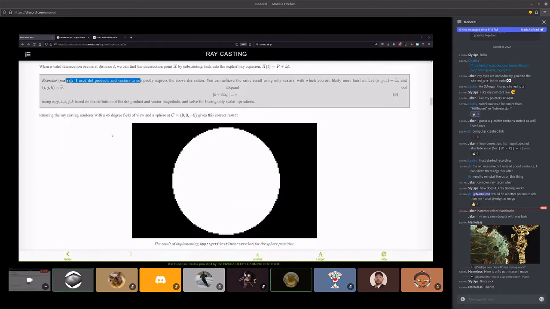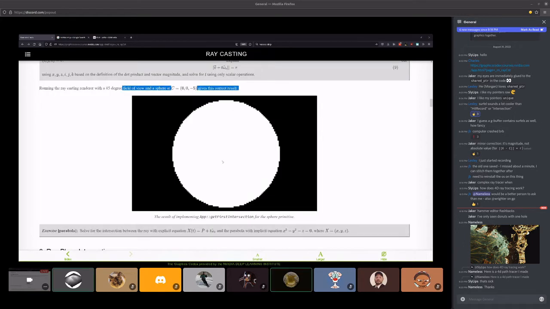Okay. I'm just gonna ignore the exercise because it seems like it's just a know your vector and linear algebra. Okay, so we got our sphere, the black outside and a white inside.